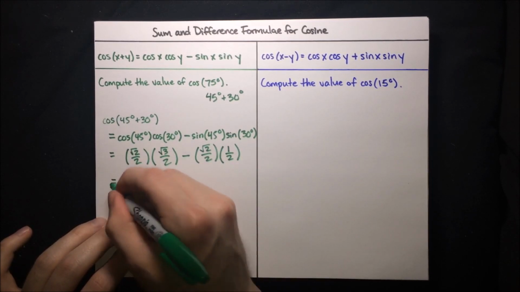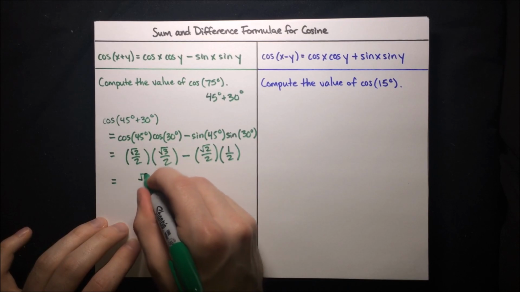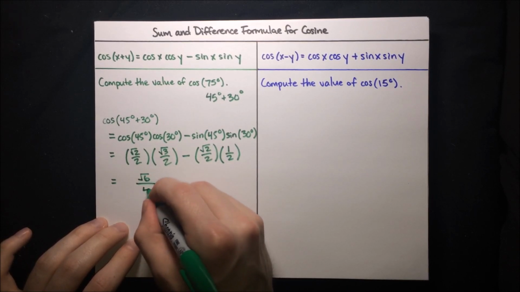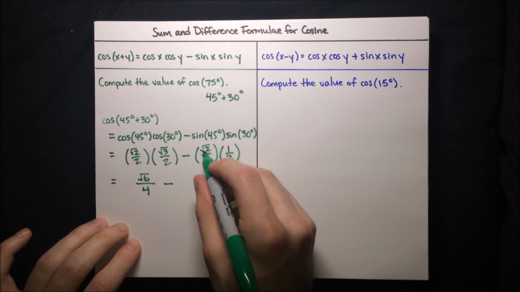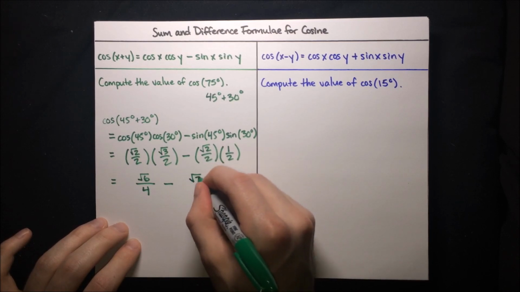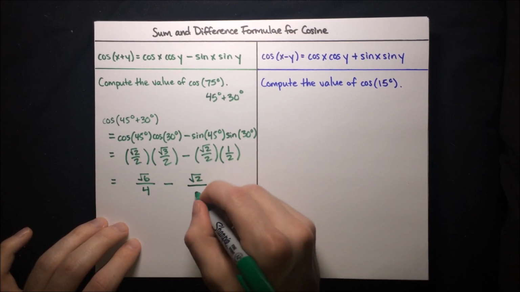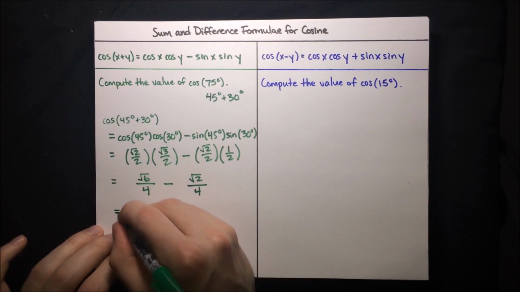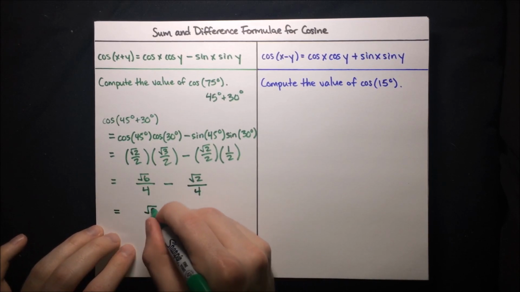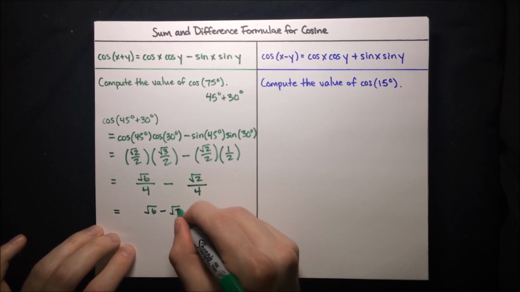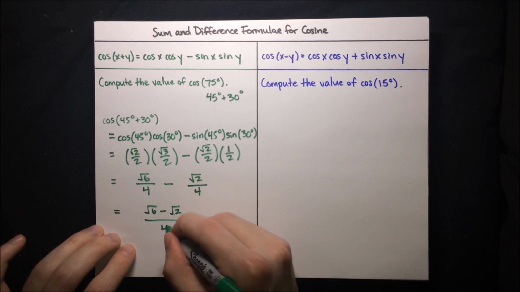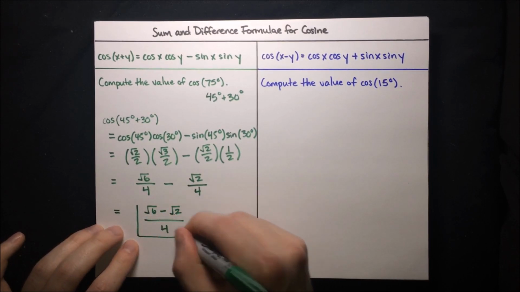So let's go ahead and multiply this. Root 2 times root 3 is root 6, 2 times 2 is 4, then minus root 2 times 1 is root 2, and then 2 times 2 is 4. So altogether, putting that together, that's just root 6 minus root 2 over 4. And there we go, we're done.